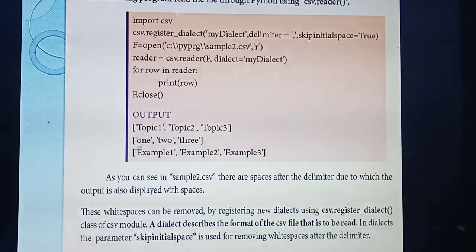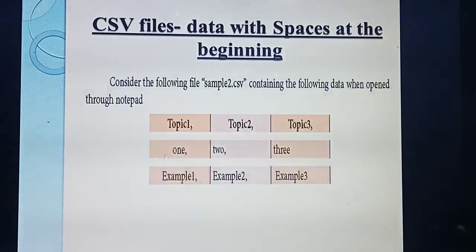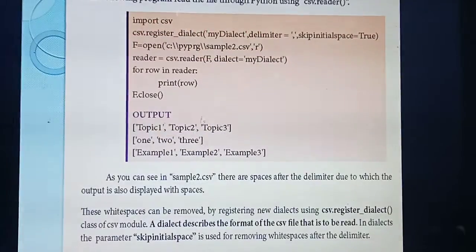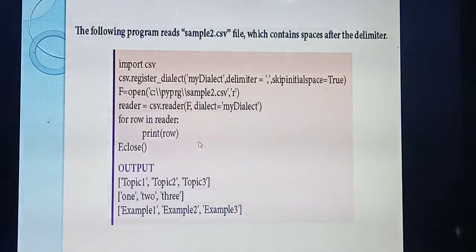In the initial output, at the beginning, some space is there. See? Here some space is there, with example some space is there. See the next output: there is no space. Each field is separated by commas with quotes, but the space is removed. Understood? Same thing, they have only given an explanation. A CSV file with delimiter comma. Next is the same program only, which they have given.